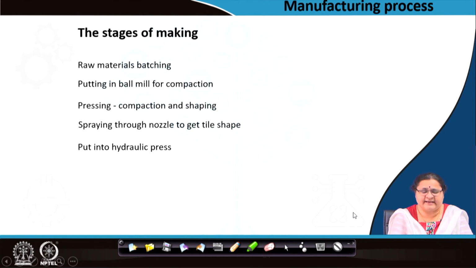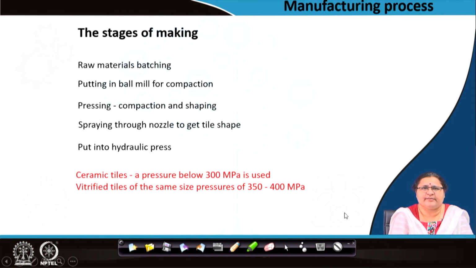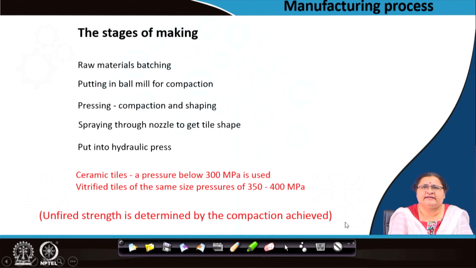The entire thing is again put into the hydraulic press, and as I told you, the ceramic tiles get a pressure around 300 MPa, whereas the vitrified tiles get the pressure of 350 to 400 MPa, and the entire thing now goes for firing. Here you see it is written that the unfired strength is determined by the compaction achieved. So, the compaction process is very important in the making of tiles, as it makes them less and less water absorbent.